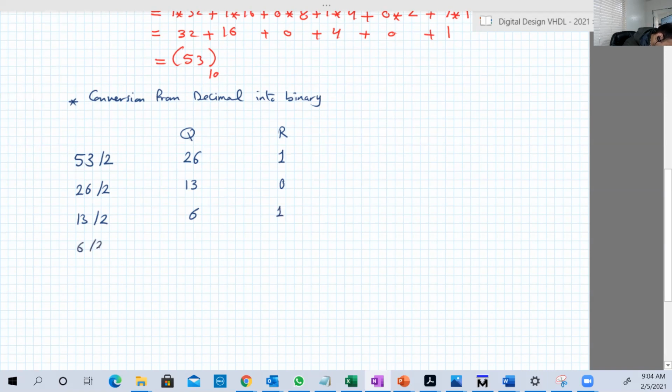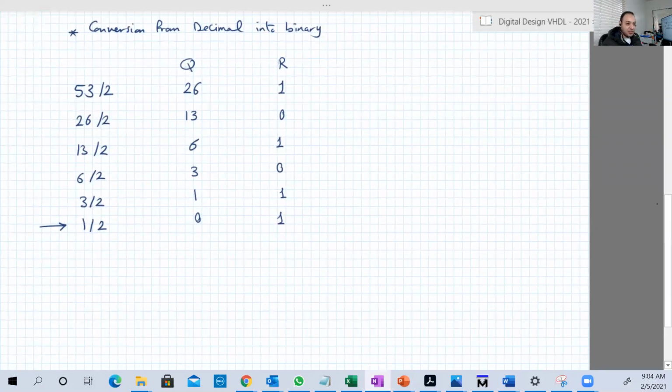Then 6 divided by 2 gives us 3, a remainder of 0. 3 divided by 2 gives us 1, and a remainder of 1. Then 1 divided by 2 gives us a quotient of 0 and a remainder of 1. Maybe you are not convinced by this last step, how we divide 1 by 2. Before I explain more about it, just to convince you, let's look at the quotient and the remainder of this operation and see which one will be our conversion.